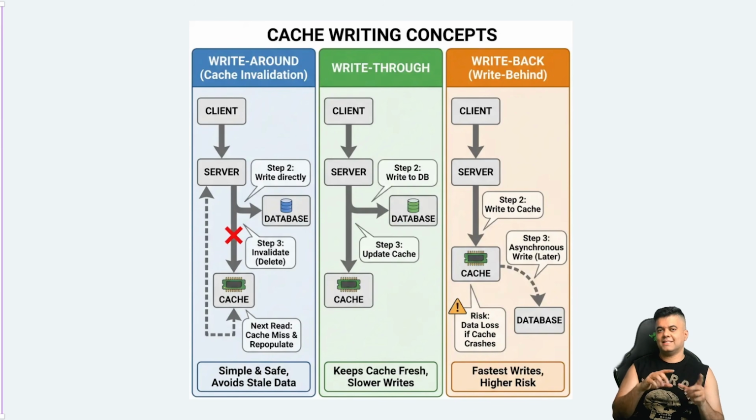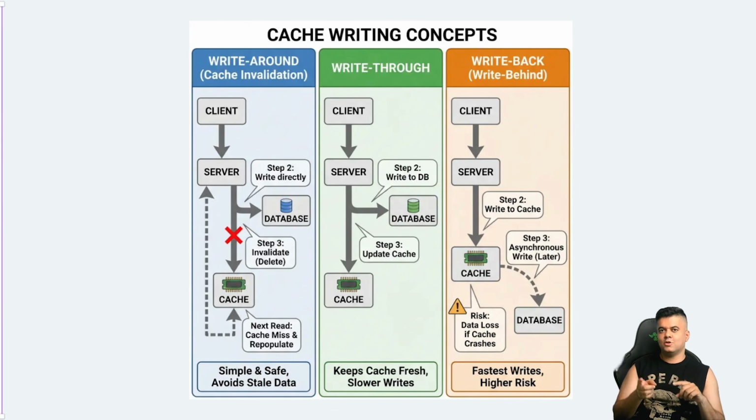There's also something called write back, which is the third thing that you see here, which is also called write behind. In write back, you write to the cache first and then asynchronously write to the database later. And this makes the writes extremely fast, but it's risky because if the cache crashes before the data is written to the database, you lose the data.